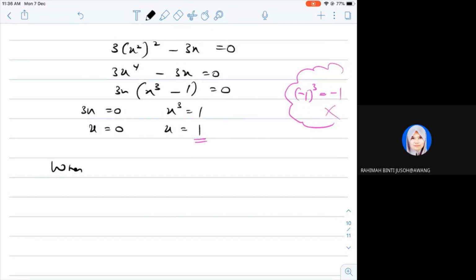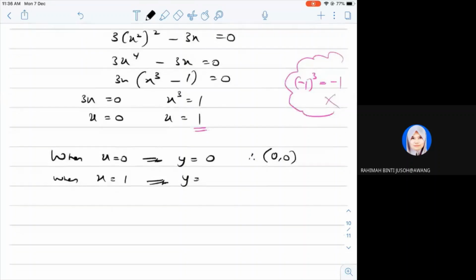So let us substitute when x equals to 0. We have y also 0. Therefore, the first critical point is 0, 0. And then when x equals to 1, we will have y equals to 1 cubed, so 1 cubed equals to 1. So we will have 1, 1.